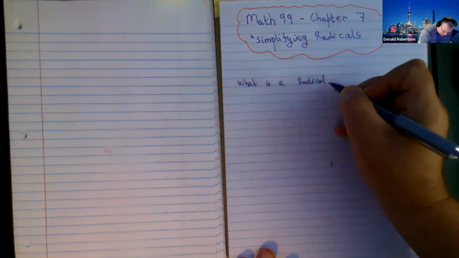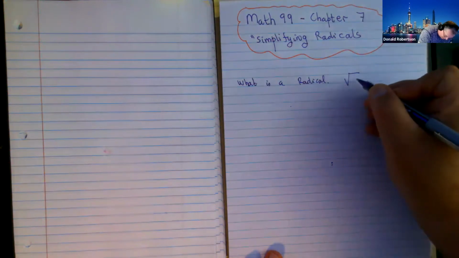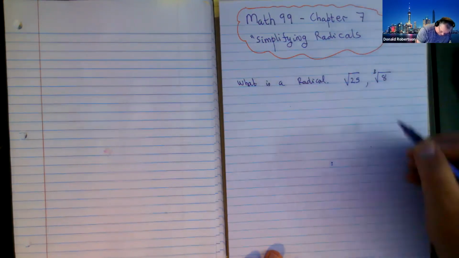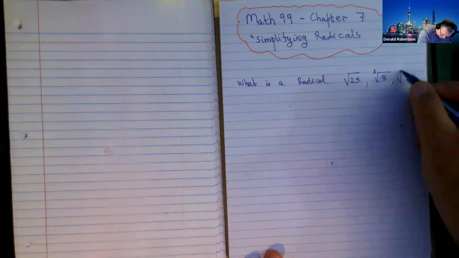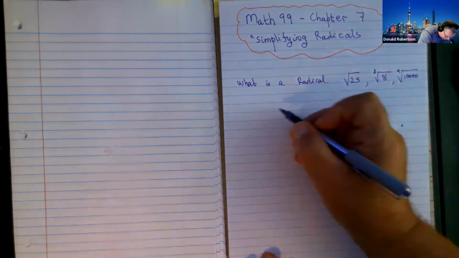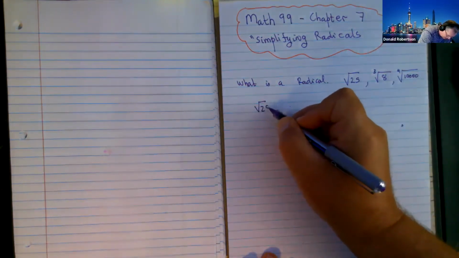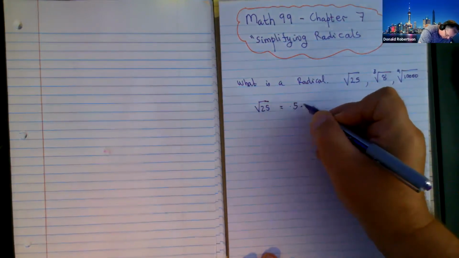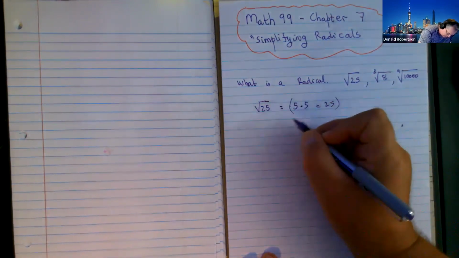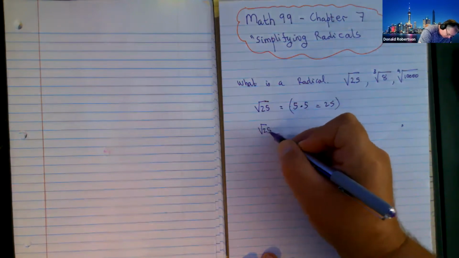A radical is essentially things like square roots, which is written like that, cube roots, written like that, and you could actually keep going. You could have fourth roots, things like that. So a square root is an example of a radical. And the square root of 25 is a number that if you multiply it by itself, gets you 25. So we would say that the square root of 25 is 5.